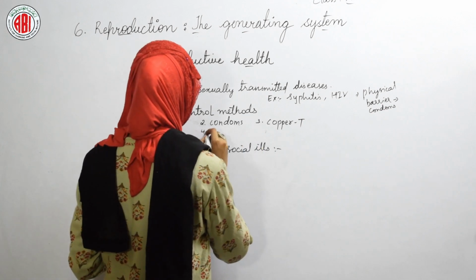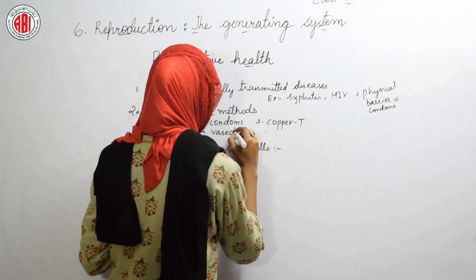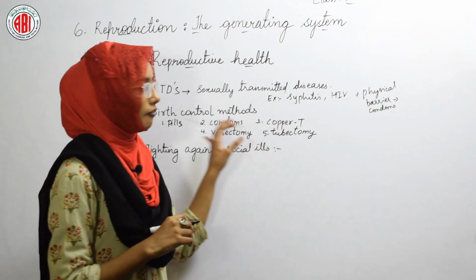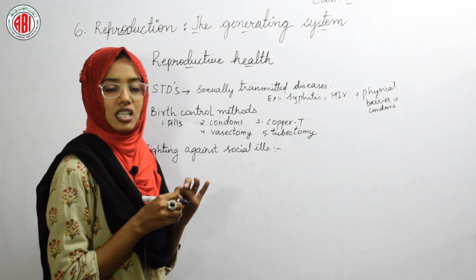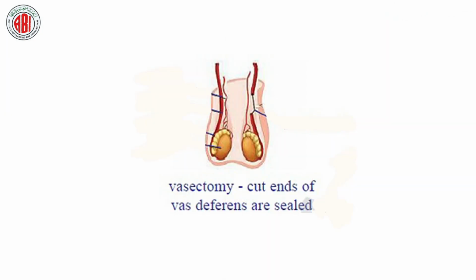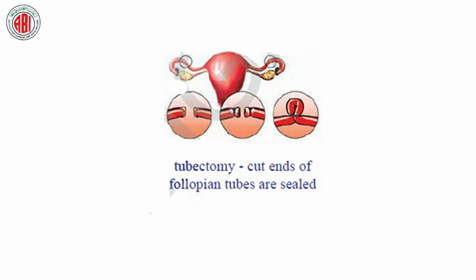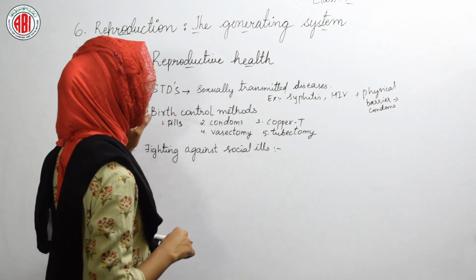And here we can see the two processes, or we can say the minor surgeries, like vasectomy and tubectomy. Vasectomy is a process in which the ends of the vas deferens, which is a tube present in the male reproductive system, are cut. The cutting of the ends of the fallopian tube, which is present in the female reproductive system, is called tubectomy.